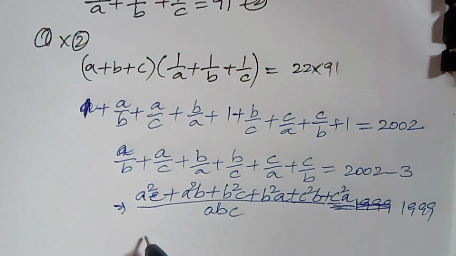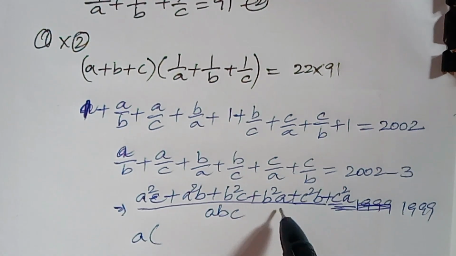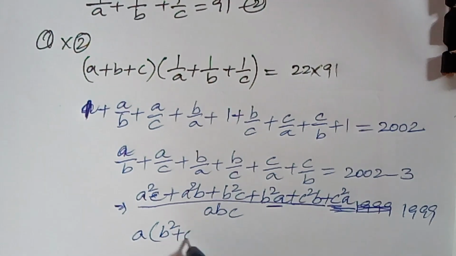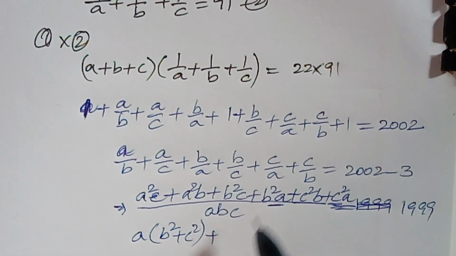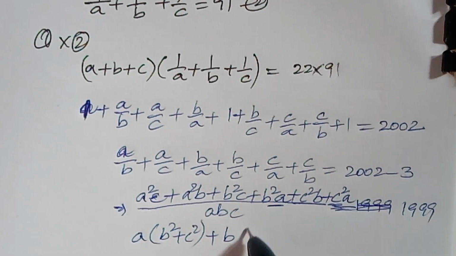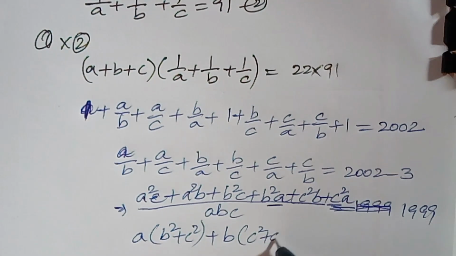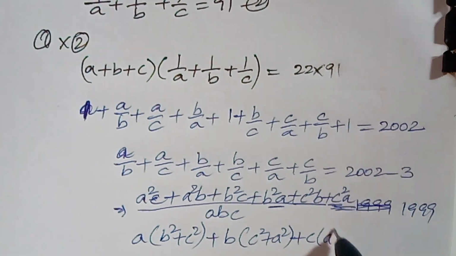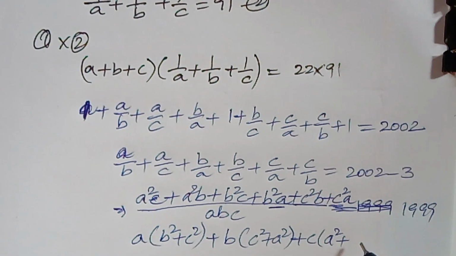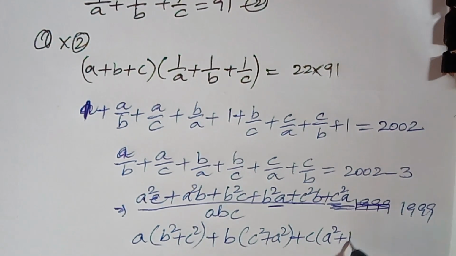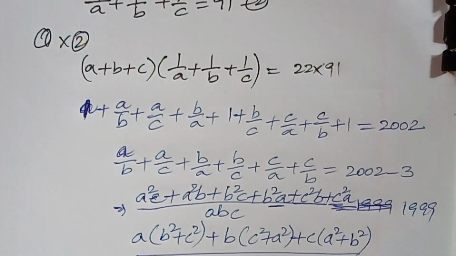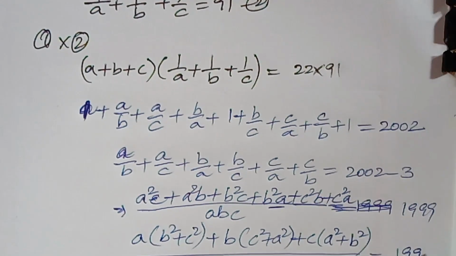So here you can take a common: a into (b square plus c square), plus b common: b into (c square plus a square), plus c common: c into (a square plus b square), by abc is equal to 1999.